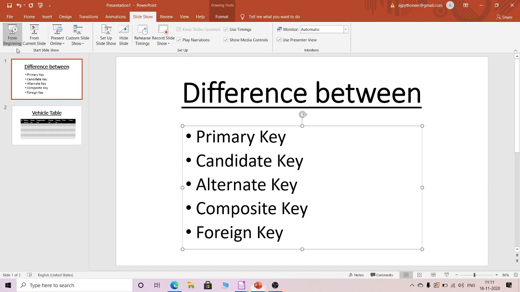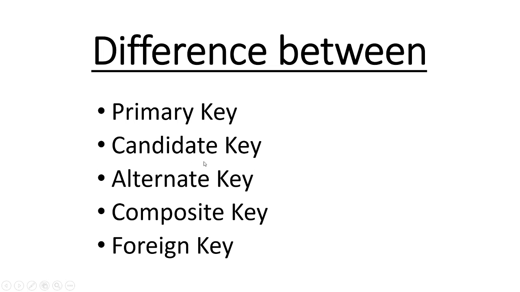So welcome students. Today we are going to understand the difference between these keys. In the previous class we discussed the primary key, and I told you that a primary key is a unique key that is associated with every record. So we cannot have duplicates.